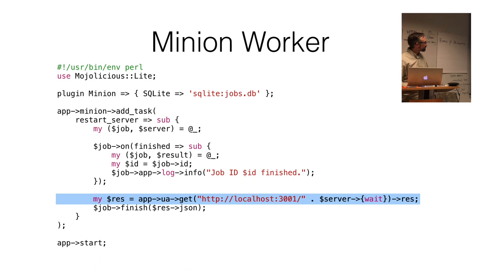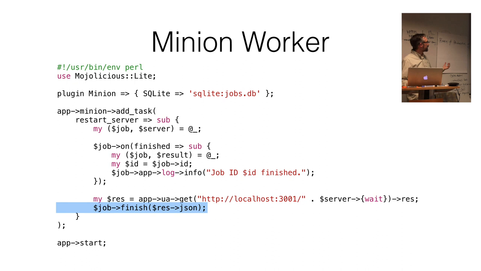The point is it's a slow operation typically, and when that operation finally finishes, really what I should have done is check the result, and if it were a bad result, I would invoke fail instead of finish. But we're just going to assume it always works and invoke finish here. And that tells the queue, hey, this job succeeded. It's done. So let's take a quick look at this one.